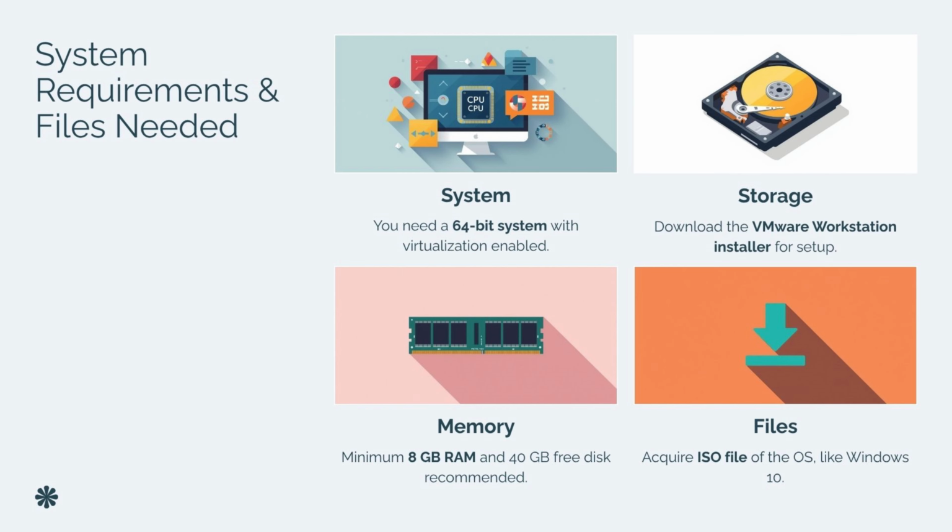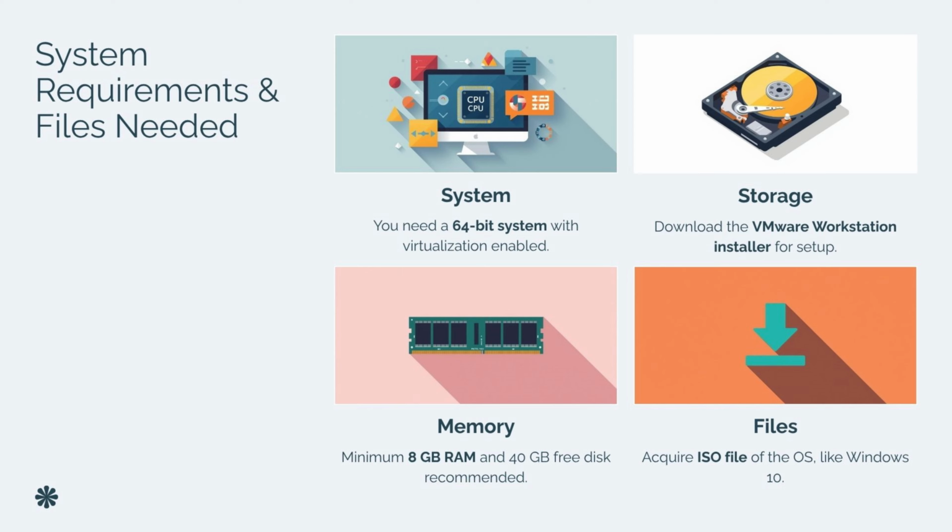So let's talk about the requirements and files needed. You need a 64-bit system with virtualization enabled in BIOS. Minimum 8 GB RAM and 40 GB free disk recommended. First, download the VMware Workstation installer and the ISO file of the operating system you want to install.